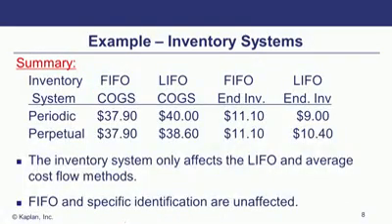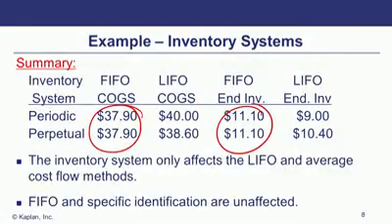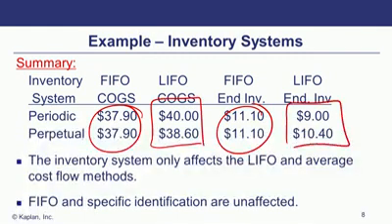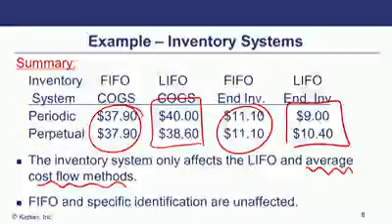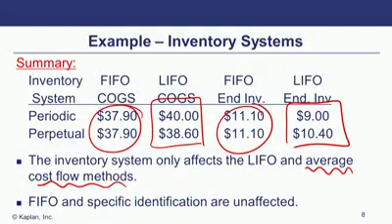So here's really our summary. Again, FIFO, you're meant to be saying, well, look, no differences under FIFO. But when we look at LIFO, of course, hey, look, there are differences. And AVCO, of course, as well, would pick up on differences. Okay, so FIFO and specific ID are unaffected by the method that you use. LIFO and AVCO are affected by perpetual versus periodic.